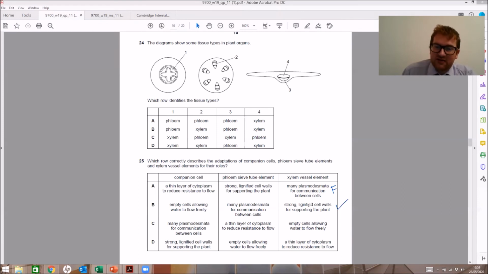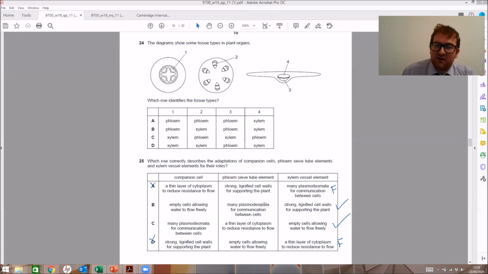So B is a possibility at the moment. Empty cells for water to flow freely. Yep, that's also true at the moment. A thin layer of cytoplasm. No, the xylem does not have any cytoplasm at all. Okay, so that can eliminate option A and D. Okay, so let's focus on B and C here at the moment.